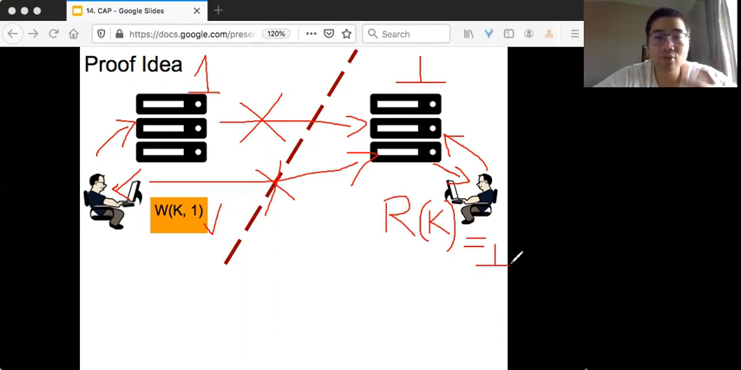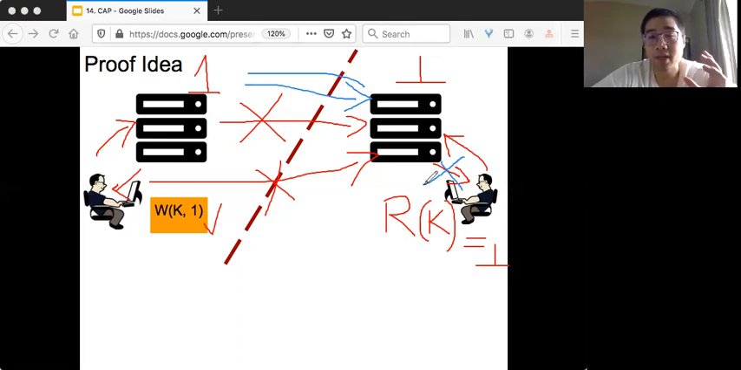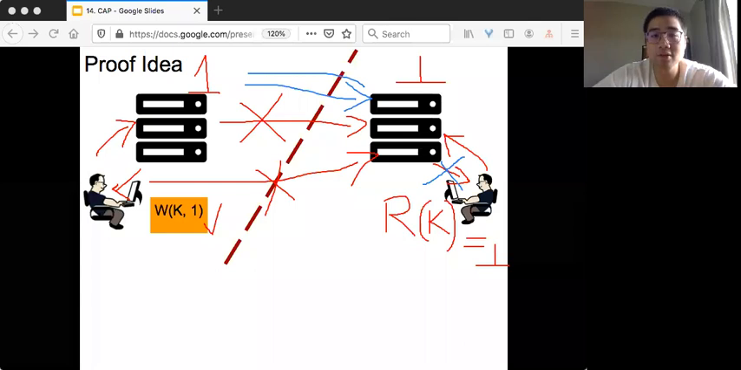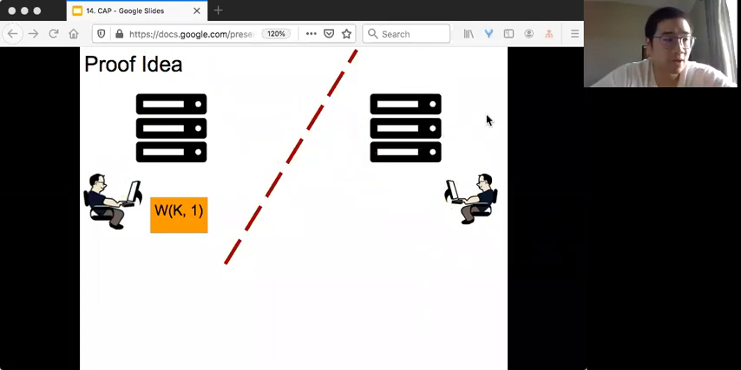Okay, and then if you argue that this client must satisfy consistency, then let's look at the blue line. That means there must be some communication from the left-hand side to the right-hand side, but then you might wait forever because there's a partition, and the server on the right-hand side can never respond to the client, and that's why you cannot achieve all three properties at the same time. Okay, very simple idea. And if you read the paper, the proof is maybe just one page long, and it's very easy to follow.